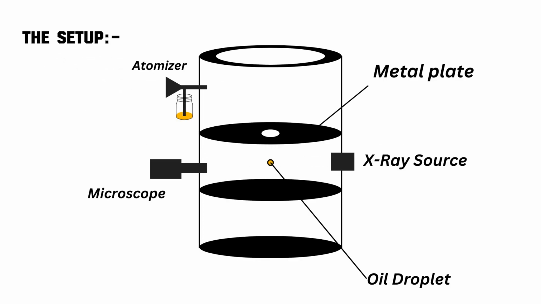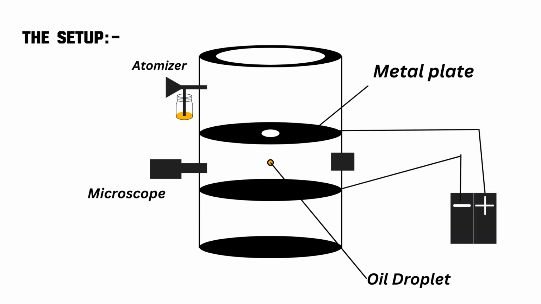Let's check the setup for the experiment. The setup consisted of: an atomizer, used to spray fine oil droplets into a chamber. The chamber contains an upper and lower section, with the lower section containing two horizontal metal plates. A microscope is used to observe the oil droplets. The X-ray source was used to ionize the air in the chamber. An electrical supply is used to create an electric field between the metal plates.